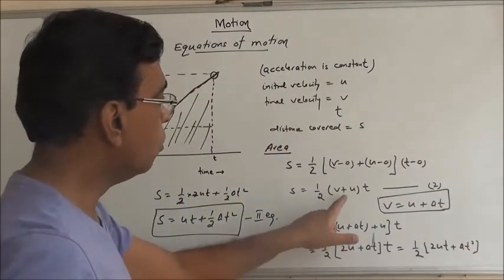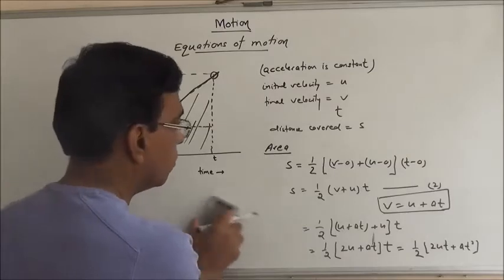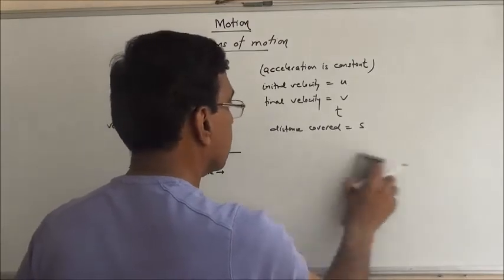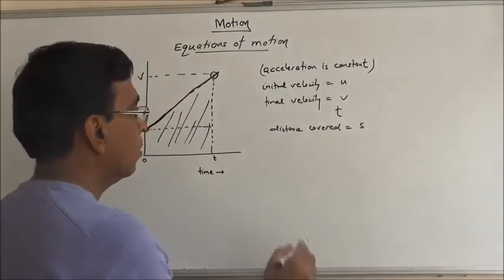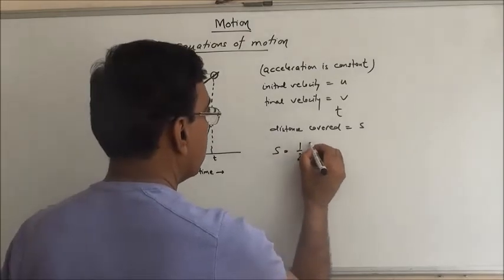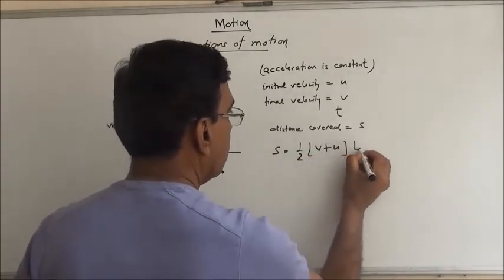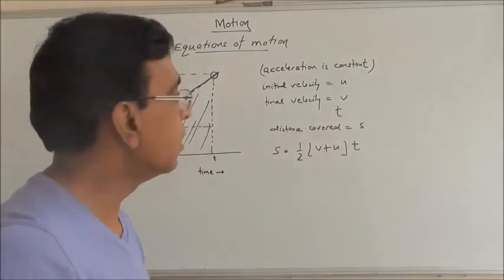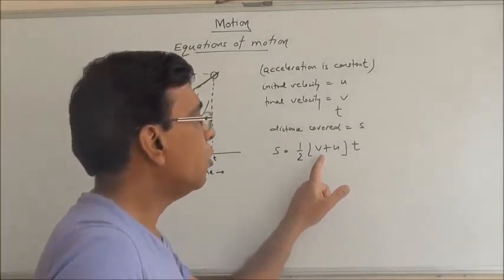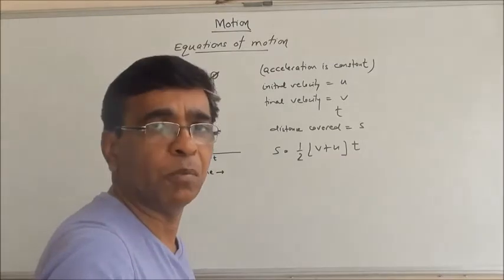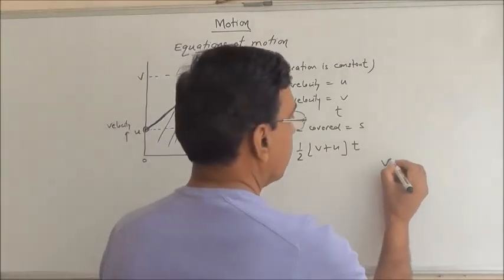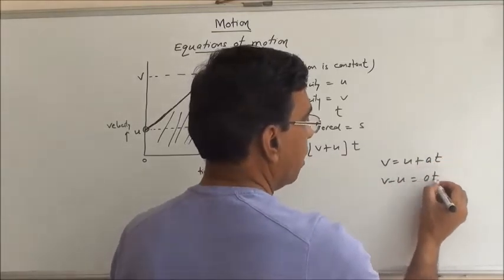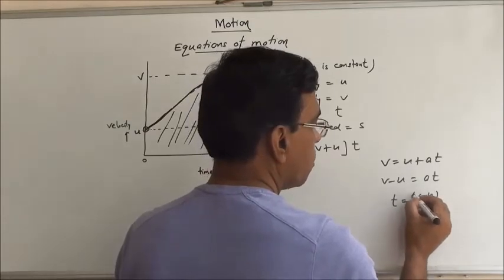For the third equation also we can use this expression, s is half v plus u into t. Or we can even use the second equation. In this equation we substituted for v, and then we got s is equal to ut plus half at square. Now let me substitute for t. v is equal to u plus at. So v minus u is equal to at. t is equal to v minus u upon a.